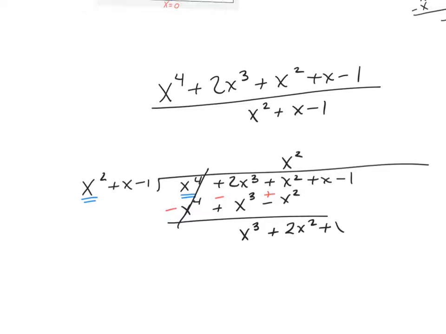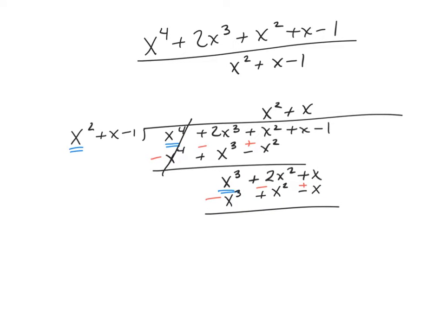How do I get my x squared here to match this x cubed? Multiply it by x. So plus x. So x times x squared is x cubed. X multiplied by x gives me x squared. And then x multiplied by minus 1 is minus x. So then I subtract this off, so my signs change. And when my signs change, I end up with the x cubes canceling out, leaving me just x squared plus 2x minus 1.